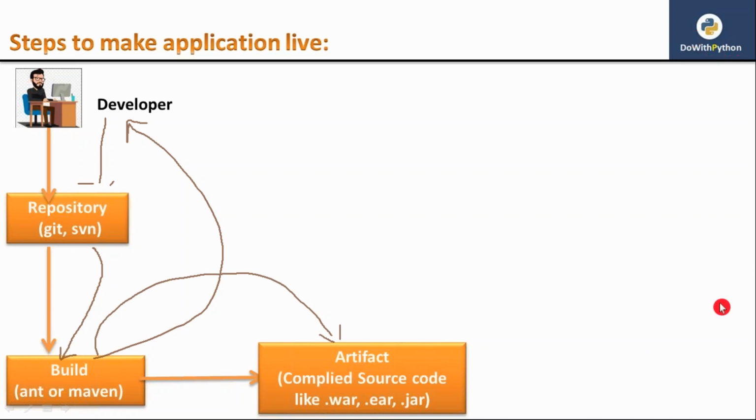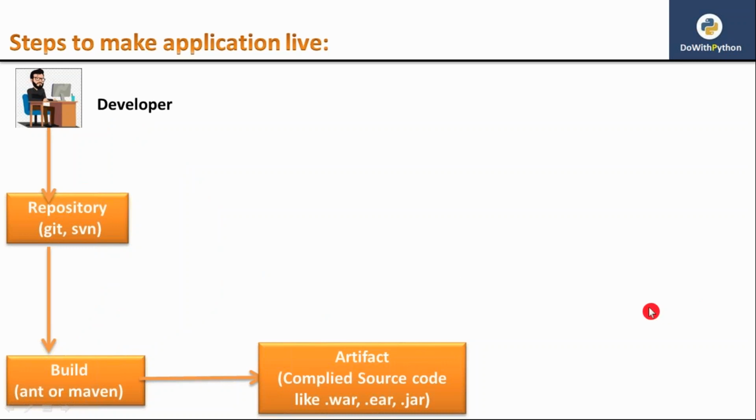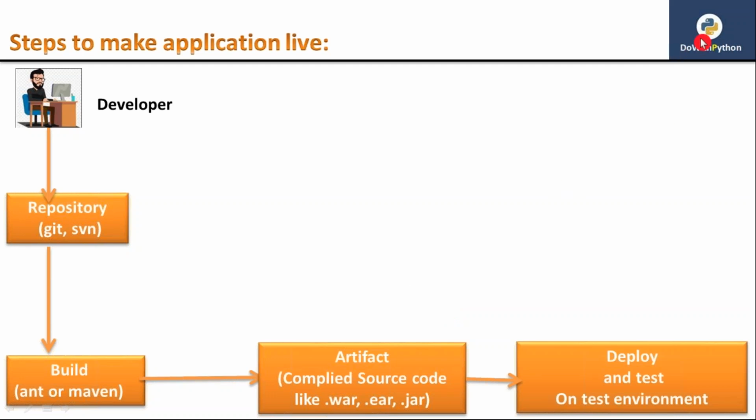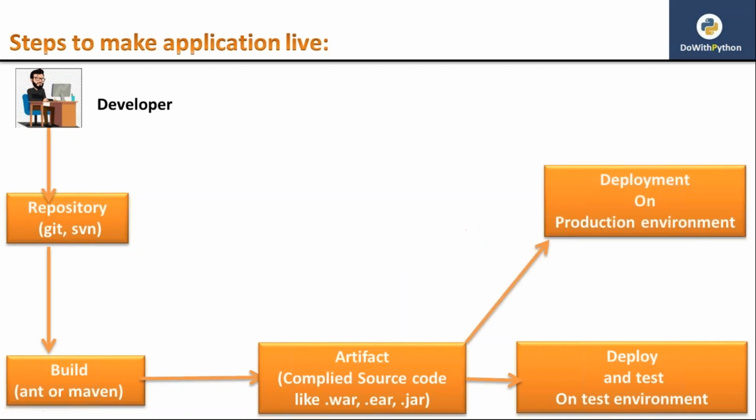Operations testing team. Now the operations testing team will come into the picture. What will they do? Simply, they will deploy that on a test environment like UAT. If that test is successfully completed, then the test team will send a mail to, suppose, the production team. The production team will deploy the code on production servers so that your application will come to life.